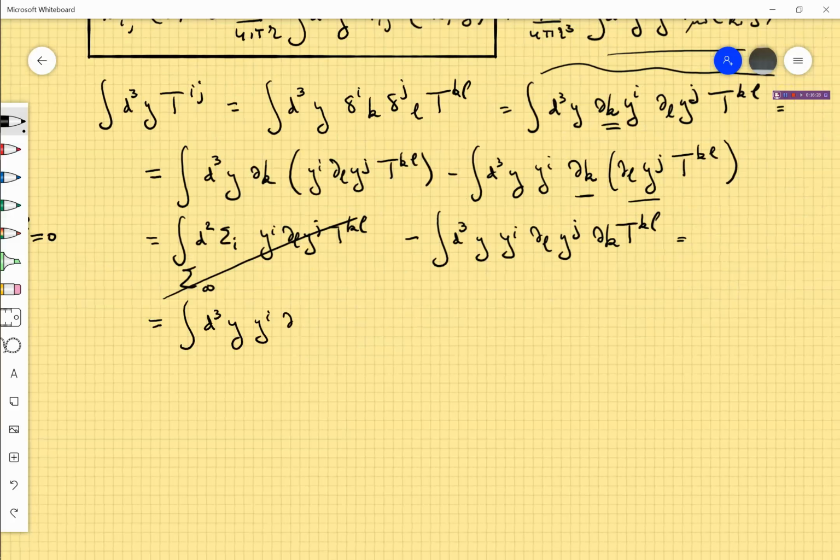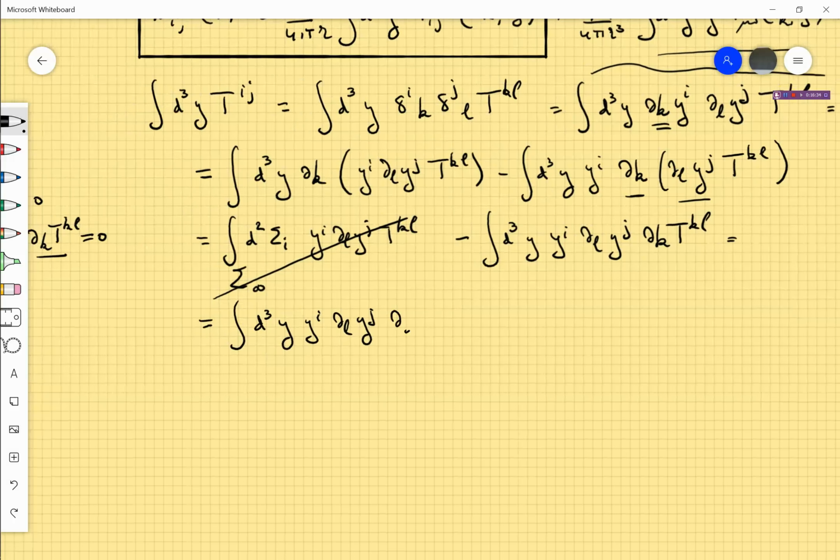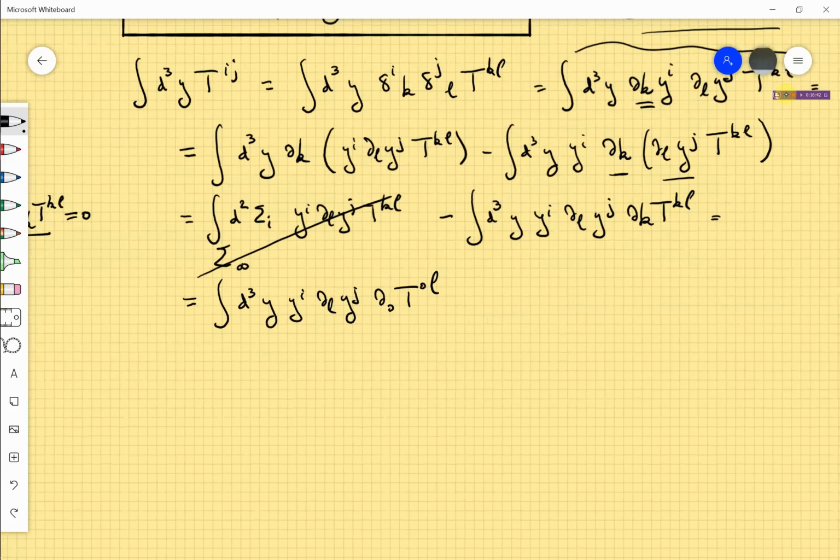So we get minus and minus plus d3y yi dl yj, and then partial 0 t0l. Okay. Now these coordinates are evidently independent of time. The volume element is also independent of time. We integrate them over the whole volume, so this partial derivative just can get out of the integral.